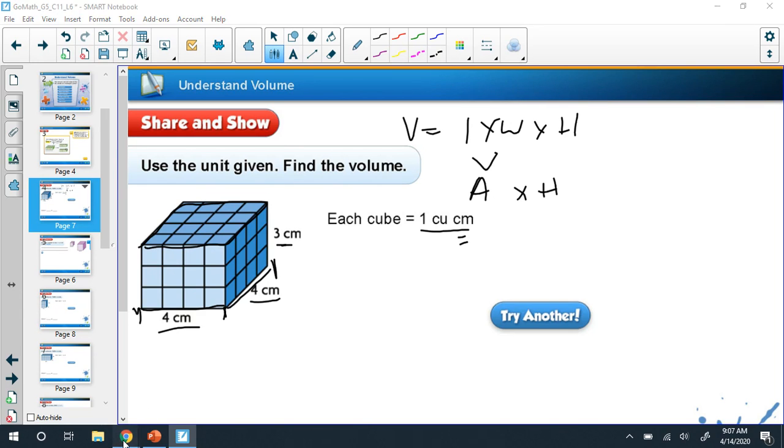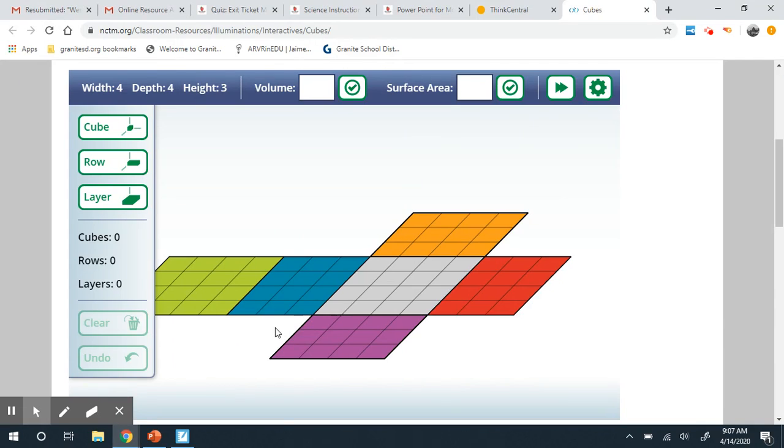And we're going to take a look at this to kind of see that idea. So if we were to fill this in with our unit cubes, this is exactly the same as the one that we were just looking at. It's 4 by 4, and then it'll be 3 tall. If we start filling in all of these cubes, there's 4, 5, 6, 7, 8, 9, 10, 11, 12, 13, 14, 15, and 16. So every single layer of this rectangular prism is going to take 16 cubes to fill it up.